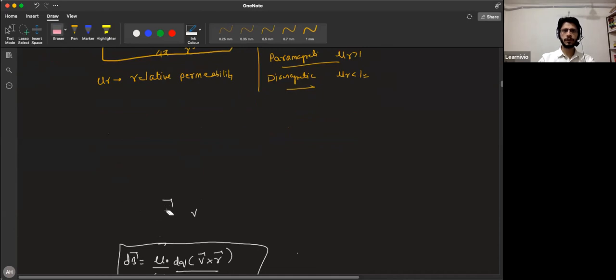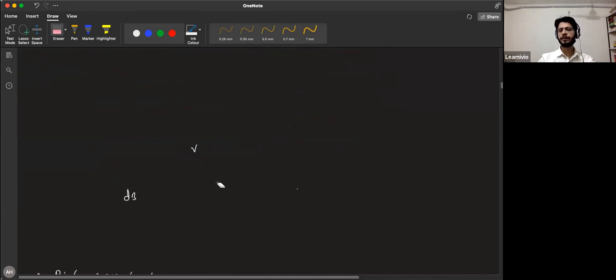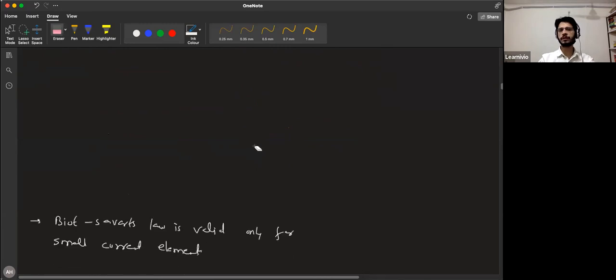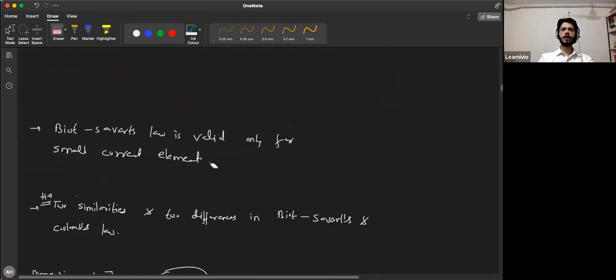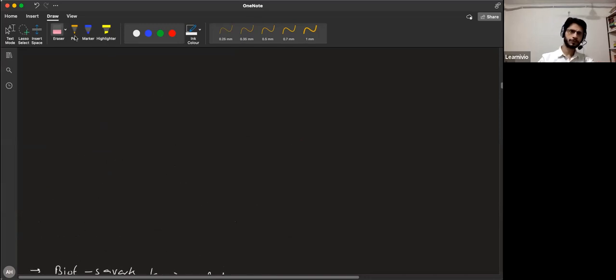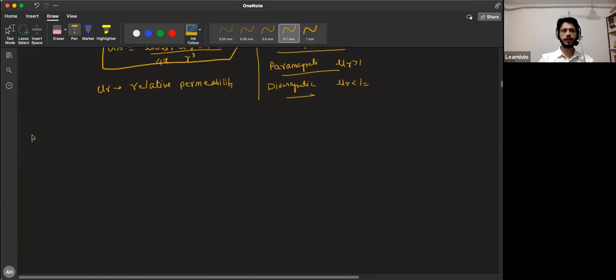Now let's discuss the direction of magnetic field. See, in magnetics, the major issue is always the direction. The calculation of magnetic field is not tough. The major issue is with the direction. So let's see what is the direction of magnetic field. For calculating the direction of magnetic field, we use this expression.